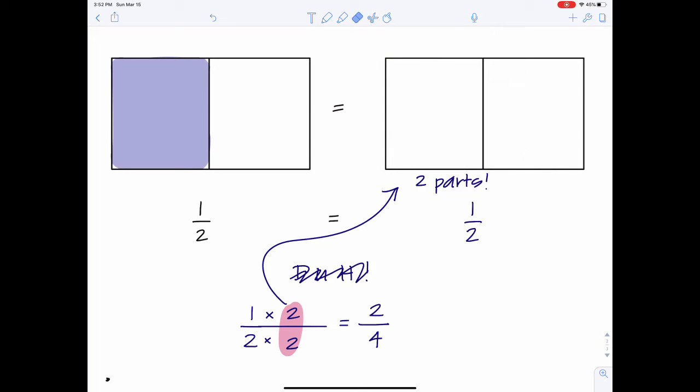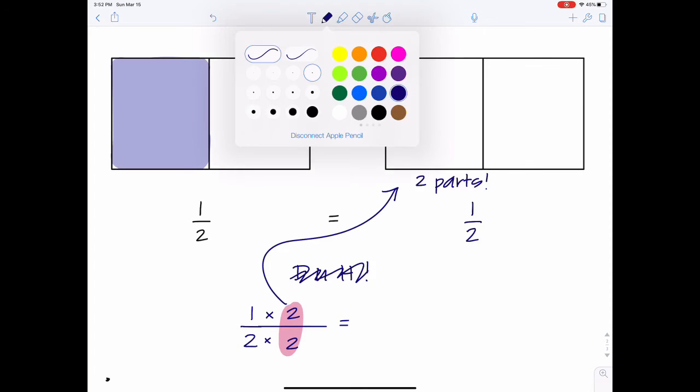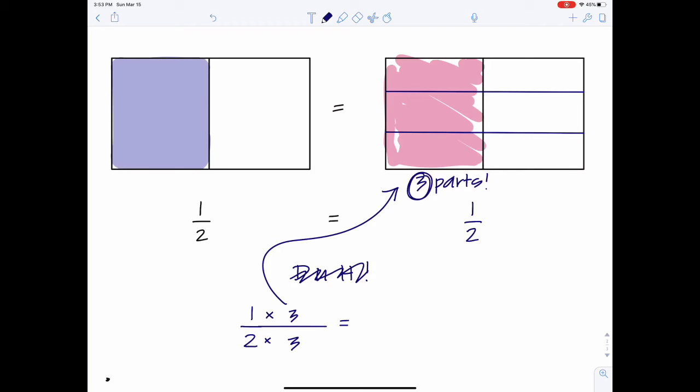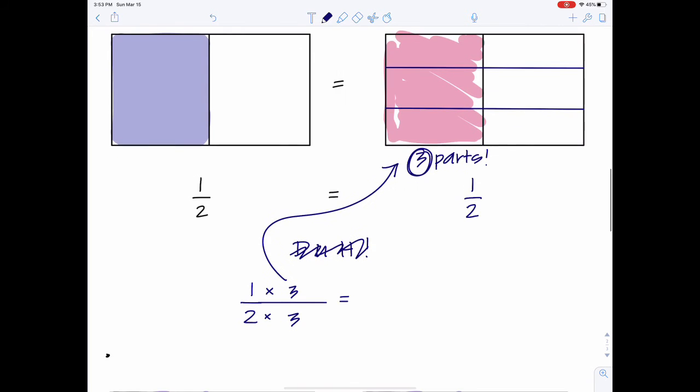Now we can keep going and try to find more equivalent fractions by multiplying the numerator and denominator by other numbers. So we're going to try and multiply it by 3 this time and split our 1/2 fraction strip into 3 equal parts.